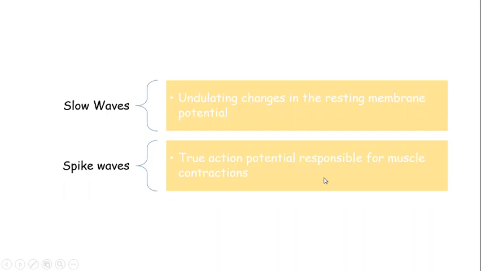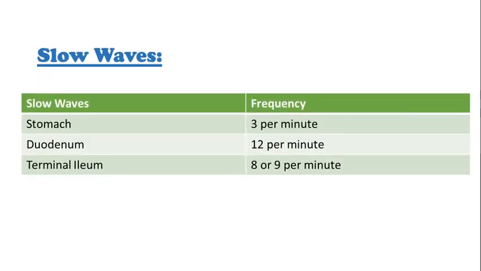There are two types of waves in your gastrointestinal wall: the slow waves and spike waves. Slow waves are basically the undulating changes in the resting membrane potential, and the spike waves are basically the true action potentials that are generated from the slow waves and are responsible for muscle contractions. So slow waves are produced 3 per minute in the stomach, 12 per minute in the duodenum, and 8 or 9 per minute in the terminal ileum.